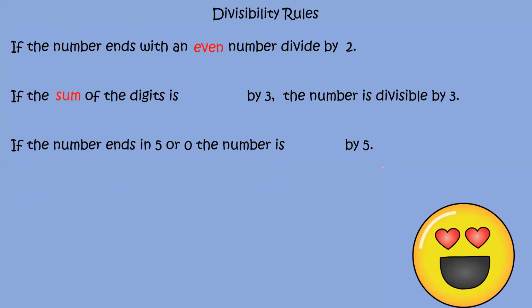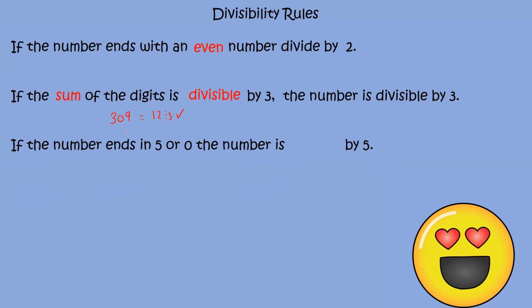If the sum of the digits is divisible by 3, the number is divisible by 3. So say we have the number 309. 3 plus 0 is 3. 3 plus 9 is 12. Is 12 divisible by 3? Yep. So 309 is divisible by 3.